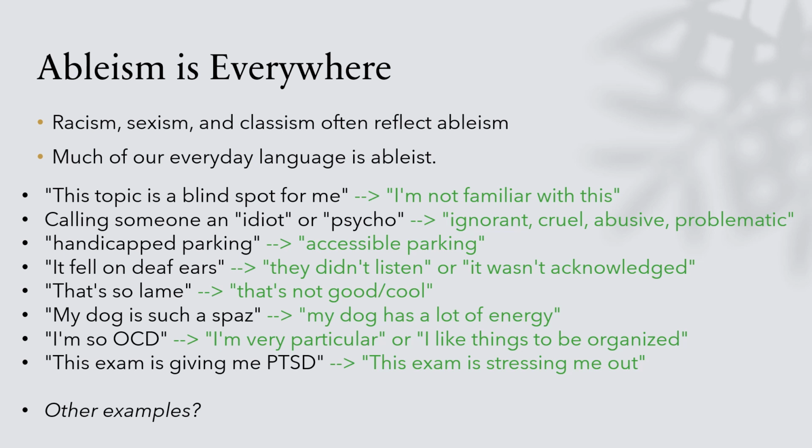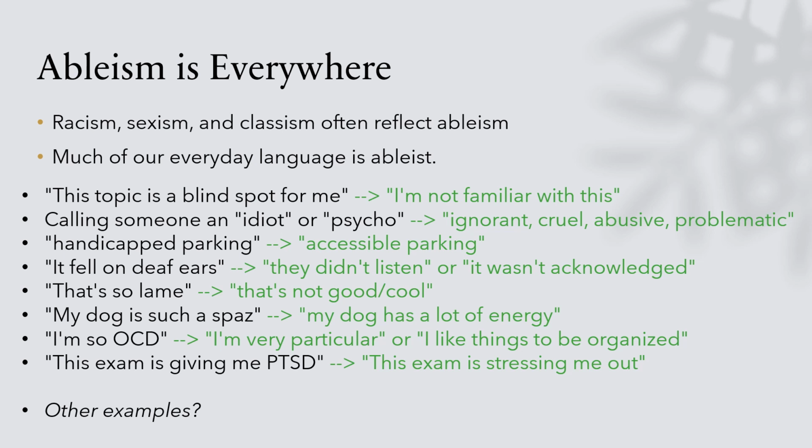We also might often hear people say things like, it fell on deaf ears. What that really means is they weren't listening, right? Somebody wasn't listening, or it wasn't acknowledged, whatever you were trying to say. We also hear people say things like, that's so lame. Lame, of course, is an ableist slur. It was referring to people with mobility disabilities, especially people who had a limp. So you could say instead, that's not good, that's not cool, something like that.